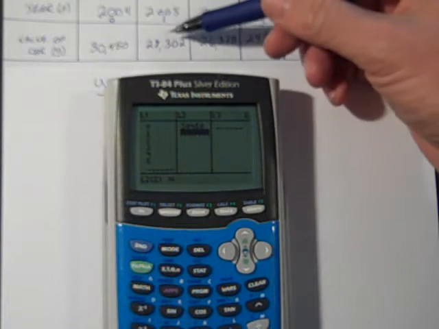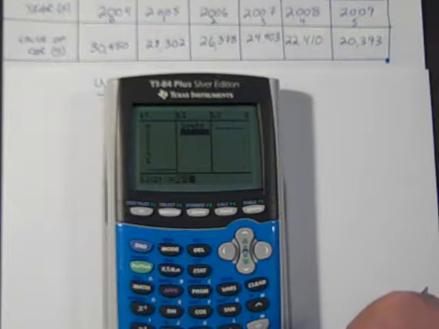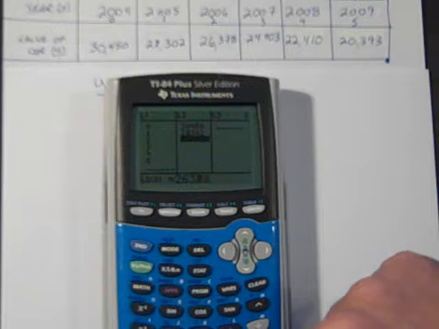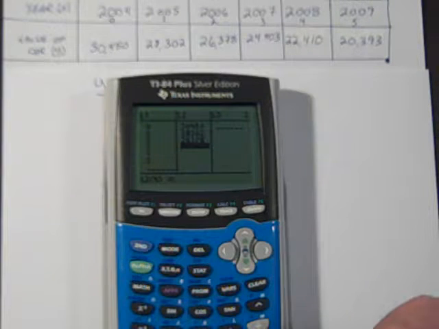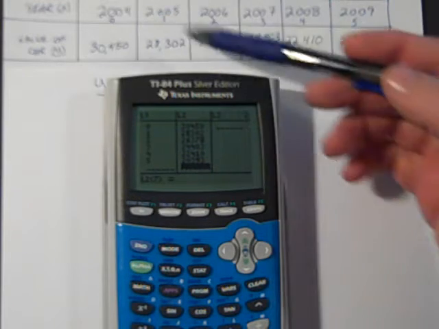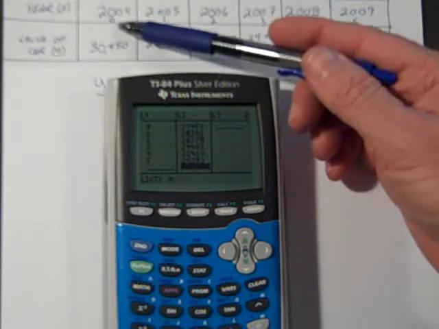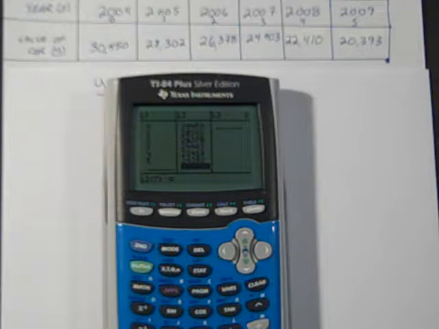Then the next one is 28,302, 26,378. And I'm just filling in the rest of this data. 24,403, 22,410, 20,393. Now that all my data is entered in there, this data should match right here. The only exception is, instead of writing the year 2004, we do that as the number of years after 2004. So we start with the 0 and work our way through.